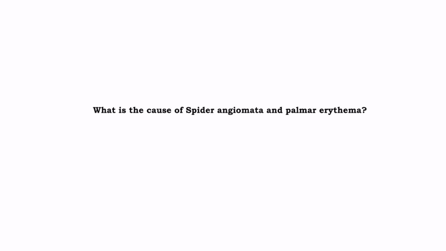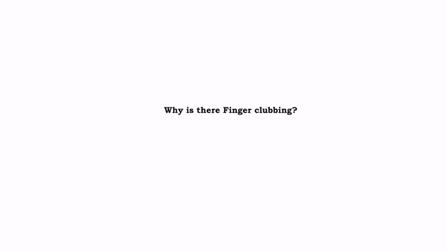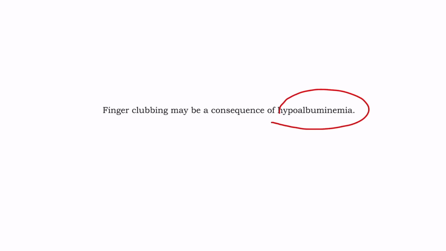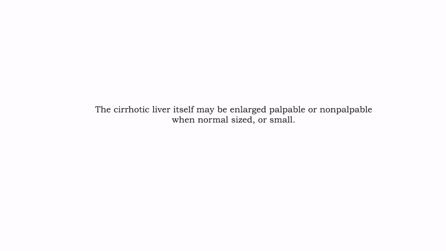What is the cause of spider angiomata and palmar erythema? Spider angiomata and palmar erythema are believed to be caused by alterations in sex hormone metabolism. Why is there finger clubbing? Finger clubbing may be a consequence of hypoalbuminemia. Is the cirrhotic liver palpable? The cirrhotic liver itself may be enlarged, palpable, or non-palpable when normal-sized or small.